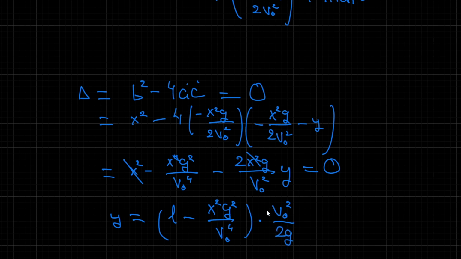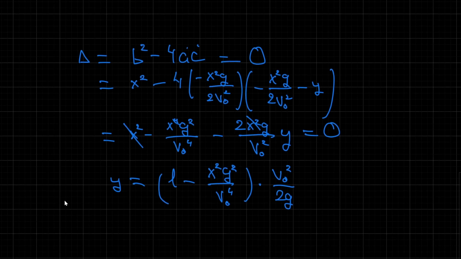And so from this you can have y safety equals v0 squared over 2g minus x squared g over 2v0 squared.